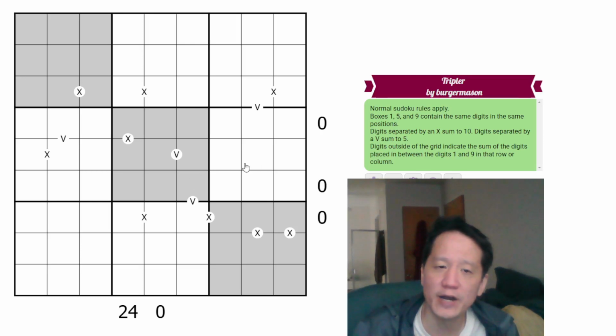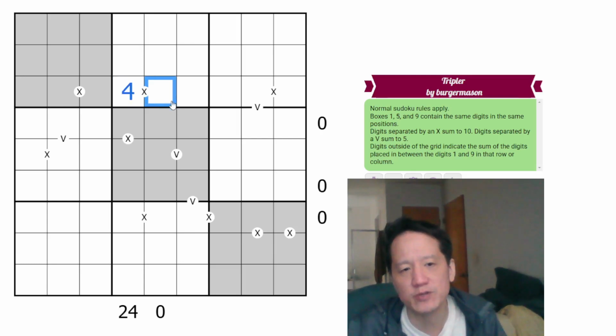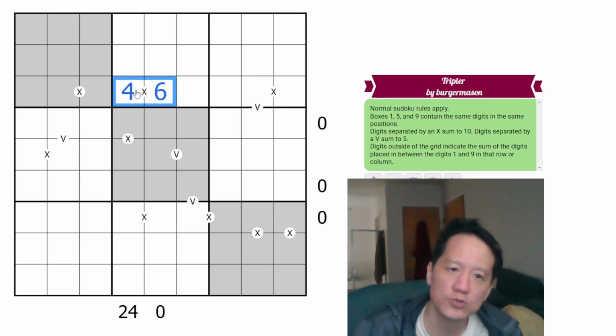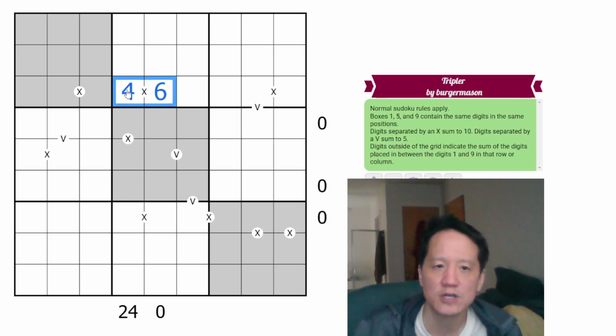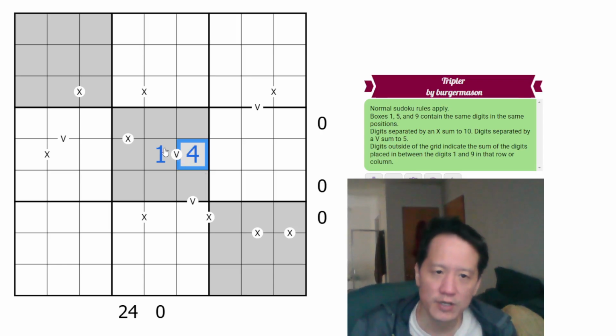Digits separated by an X sum to 10. So for example, if this were a 4, this would have to be a 6 to add up to 10 between these two cells, because there's an X between them. Digits separated by a V sum to 5. So for example, if this were a 1, this would have to be a 4, because the V signifies that these two digits must add up to 5.